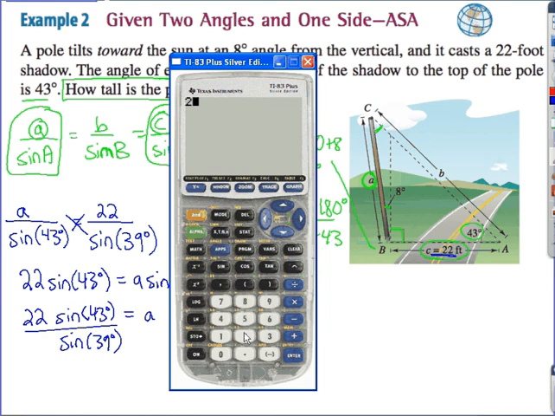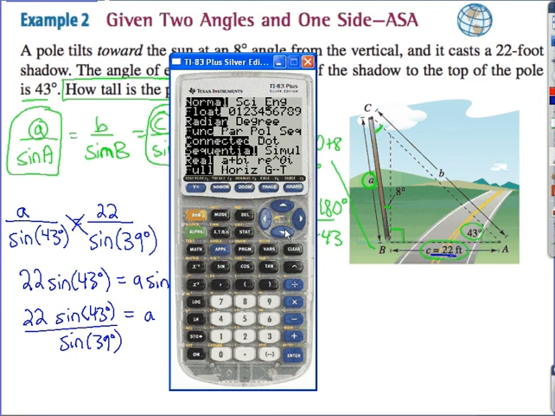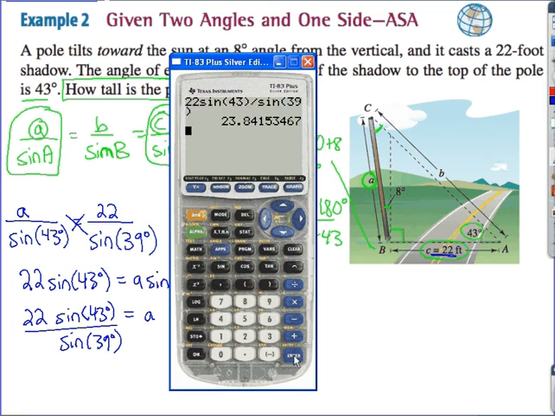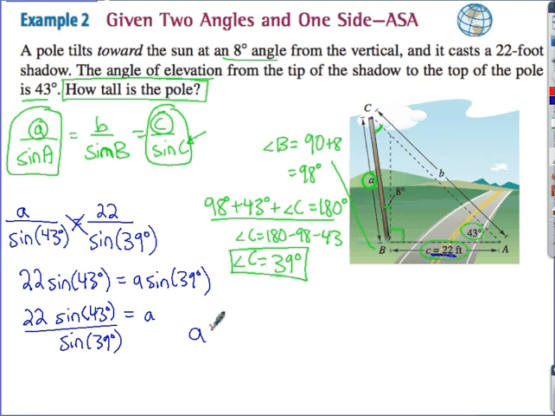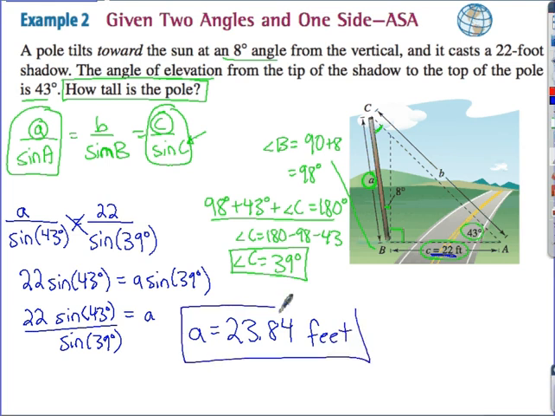Okay, so here we have 22 sine 43 divided by sine 39. And just double check always, I'm working with degrees here, so better make sure I'm in degree mode. There we go. And let's hit enter. Voila. Does this answer make sense? Could a be 23? Yeah, seems to make sense based on our picture. So I would say that's right, 23.84. a equals 23.84, and our units are feet. Wonderful. Got the answer. Okay, enjoy.